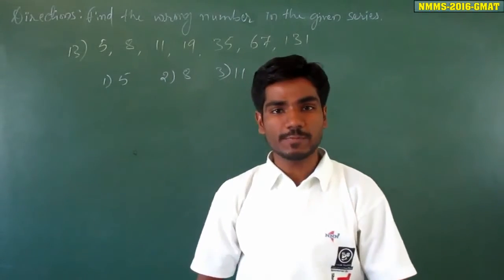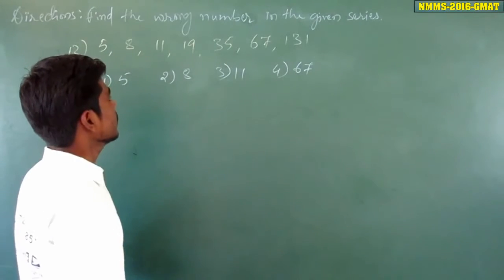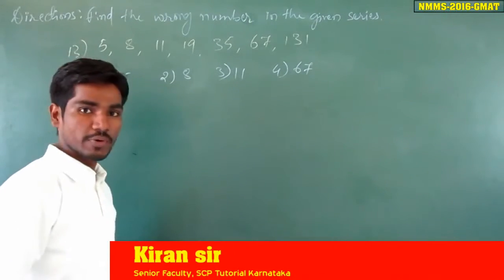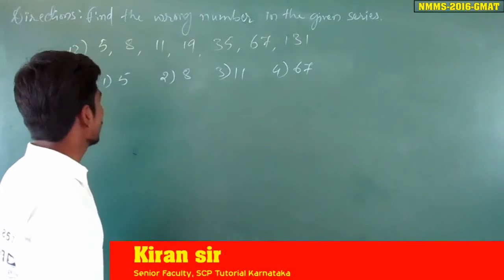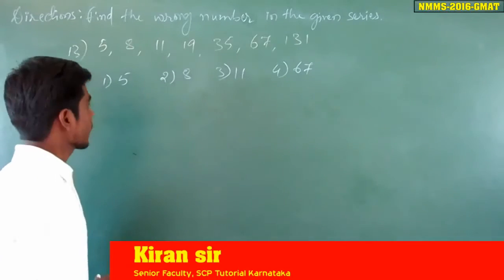Well friends, here is the next problem. The given problem is 5, 8, 11, 19, 35, 67 and 131. Given options are 5, 8, 11 and 67.